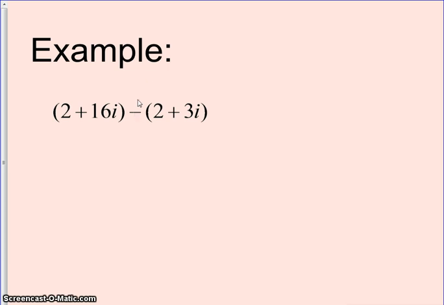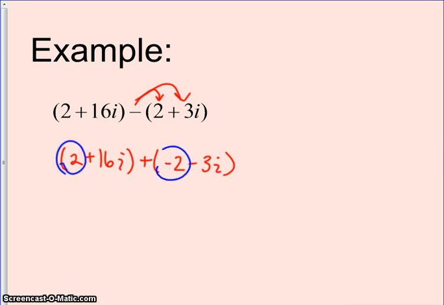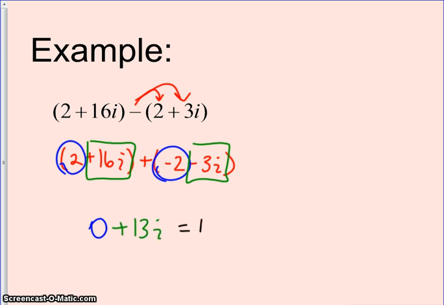Alright, let's try another example. Distributing the negative in, 2 plus 16i remains the same. It becomes addition, so negative 2 minus 3i when I distribute the negative in. So let's add: 2 plus negative 2 is, well, 0. And 16i plus a negative 3i will be a 13i. So you can either leave it like this or simply put 13i.